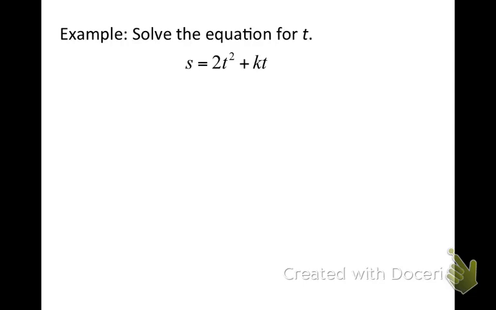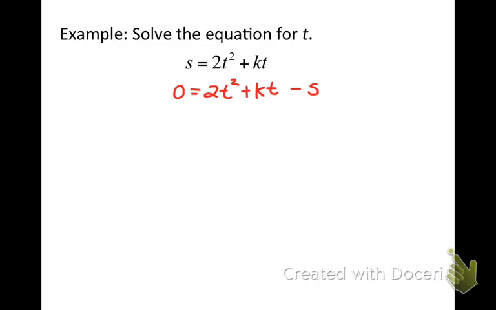So we have s equals 2t squared plus kt. Here's my quadratic term. Is it positive? Yep, so let's move everything to the right side, which means we're going to subtract the s over. So we get 0 equals 2t squared plus kt minus s. Now, because there's no numbers, I'm not going to be able to factor that.